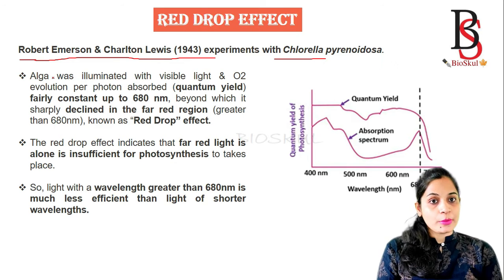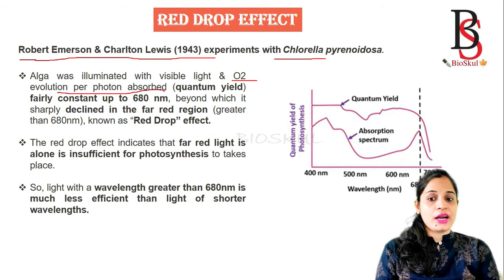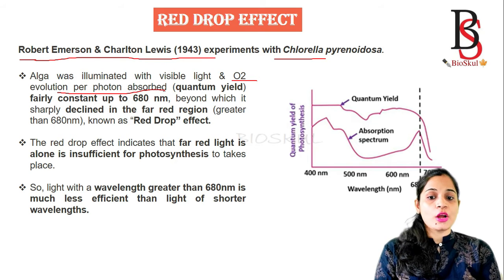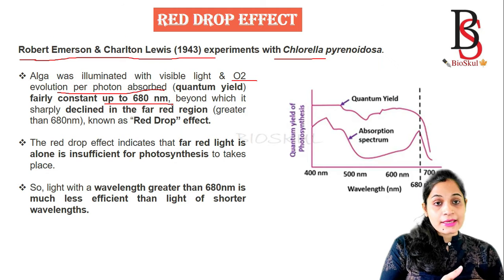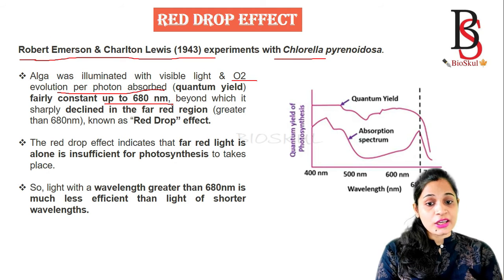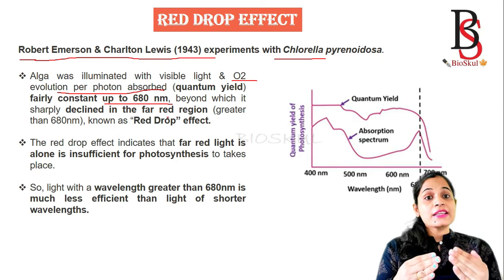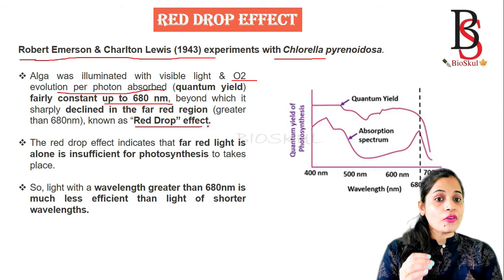So what is quantum yield? Quantum yield is the oxygen evolution per photon absorbed, and he found that the quantum yield of photosynthesis is fairly constant up to 680 nanometer. But beyond that, that is in the far red region, what happens? The quantum yield of photosynthesis sharply declines, and that is known as the red drop effect.